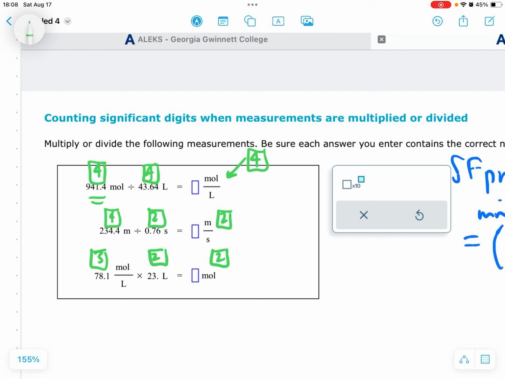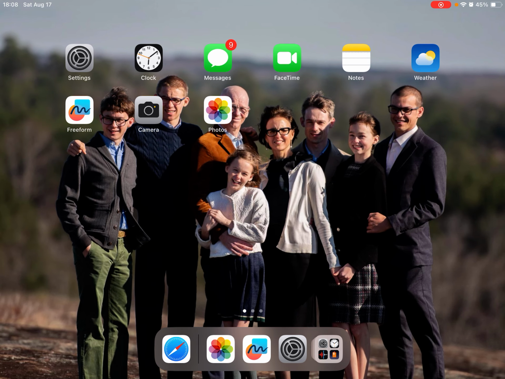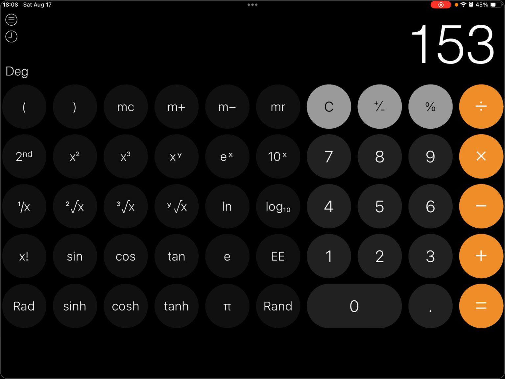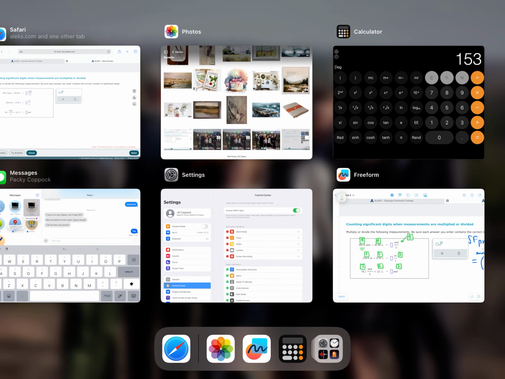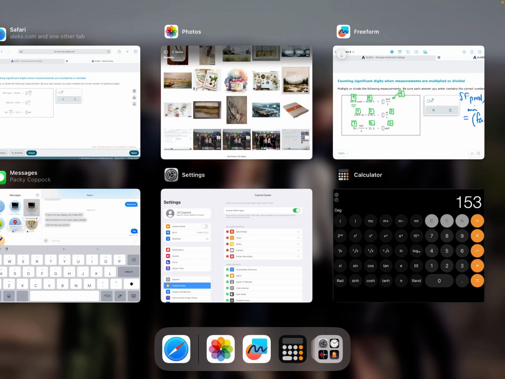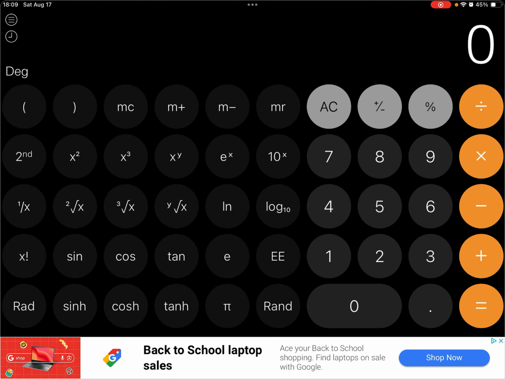All right, so I'm going to go to another. I'm just doing this on an iPad, so this is going to be a little bit ugly. I'm going to find 941.4 times 43.64. Let me get my calculator out. I know I got a calculator in here somewhere. There we are. Okay, so what was the number? It was 941.4 times 43 something.